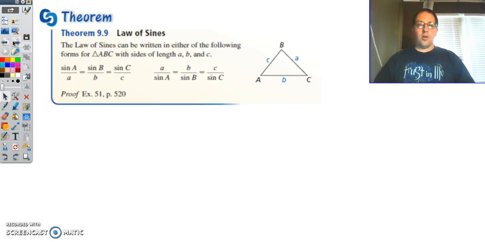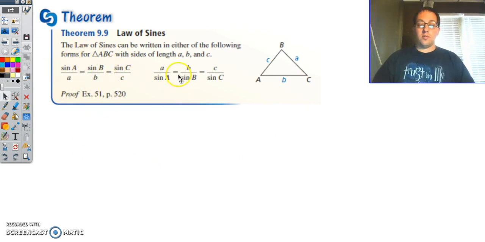So here it is. The law of sines says that the sine of angle A divided by the length of side A is equal to the sine of angle B divided by side B, which is equal to the sine of angle C divided by the length of side C. So basically, the sine over the side opposite that angle is going to be proportional. All right? And that's what we're going to do. We're just going to set up proportions.